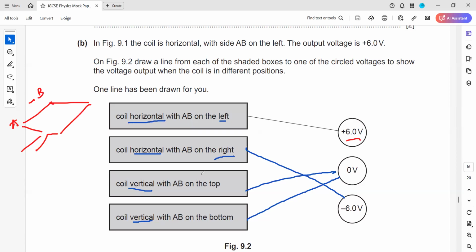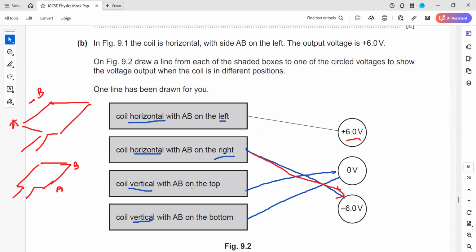When the coil is horizontal and AB is on the right hand side, so when it rotates, it is horizontal, but the position of AB has changed. AB is on the right hand side. So the maximum induced EMF will be there, but it will be opposite. That's why this will be -6.